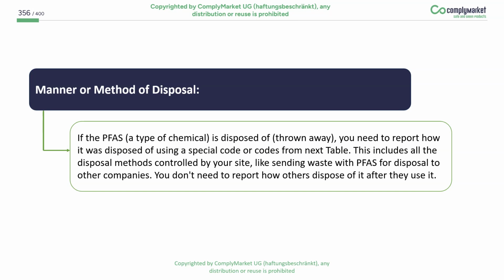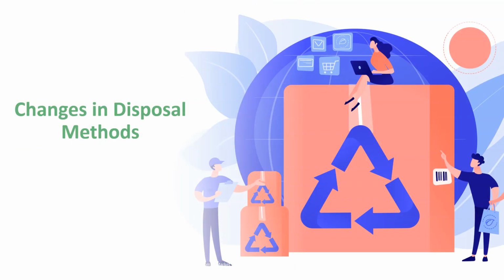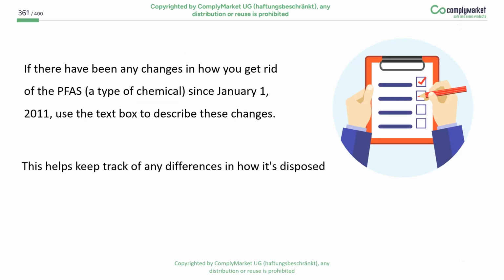This includes the disposal method controlled by your site, like sending waste with PFAS for disposal to other companies. You don't need to report how others dispose of it after they use it. So those are the codes. Changes in disposal methods: if you have any change in how you get rid of PFAS, a type of chemicals, since the 1st of January 2011, use the text box to describe this change.